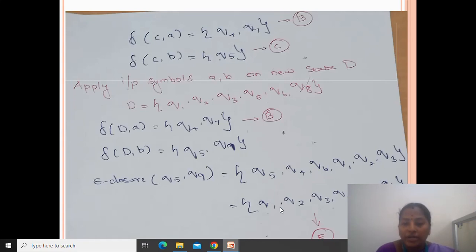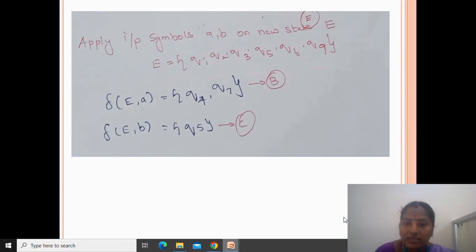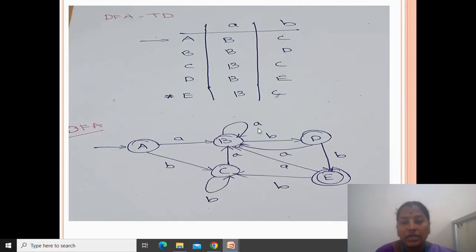We can arrange it in order: Q1, Q2, Q3, Q5, Q6 and Q9, which is also having the same transition as the E state. So no new state has been created. It is also an already existing state. Again for the E state, we are going to calculate the input symbols A and B, that is del of E comma A, del of E comma B. E comma A means you will have Q4 and Q7, which is already an existing state, named as B, and then del of E comma B is also an existing state, which is named as C. After calculating the input symbols for all the new states, we want to draw the transition diagram.